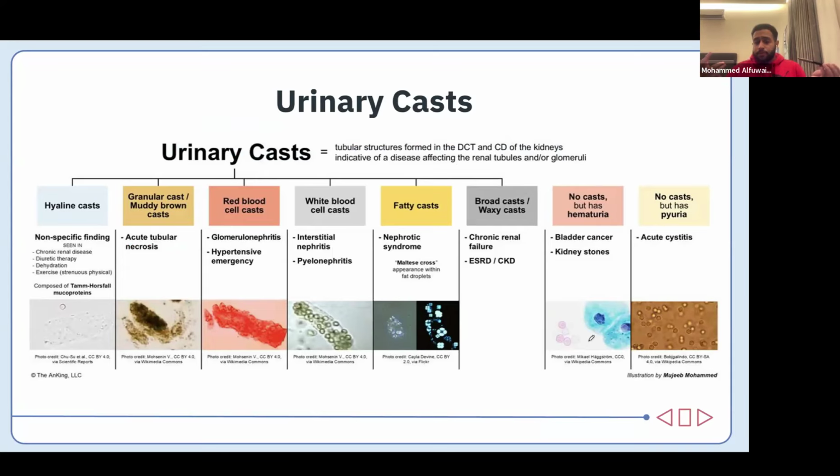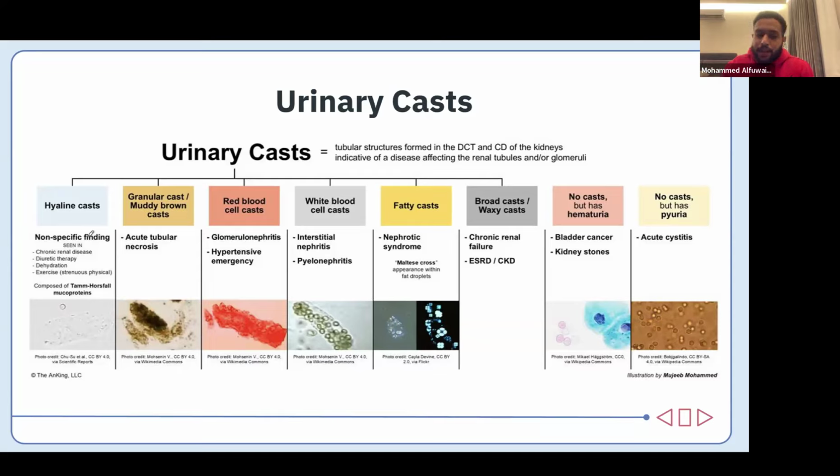Now, how do casts form? Casts form because of a buildup of a certain substance, whatever these substances are, the ones that are on the screen, it builds up in the distal convoluted tubule and the collecting duct. What happens when you initiate urination is it pushes all of these substances into the urine. These substances are clumped up, okay? So it will appear as casts. Now you have different sets of casts that develop due to certain diseases. Okay, let's talk about them one by one.